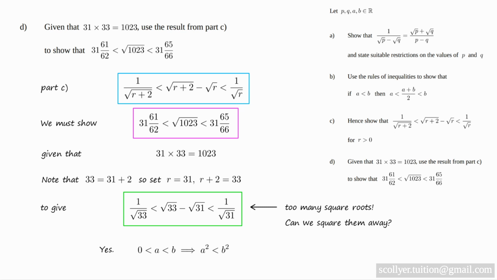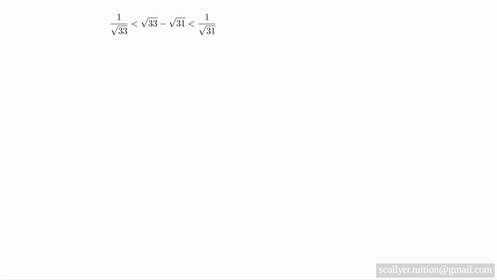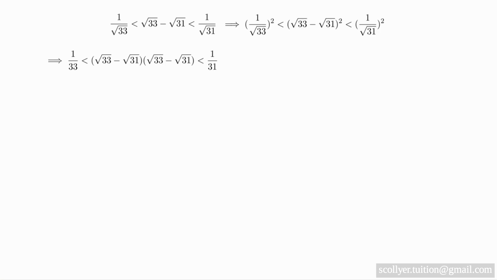And then we could ask the question, does it help to do so? Well, we don't know for sure. We'll just have to see. So we start with the inequality that we have derived, and we square each quantity, to obtain root 33 minus root 31 squared lies between 1 over 33 and 1 over 31. And we can FOIL out the expression in the blue box to obtain this.